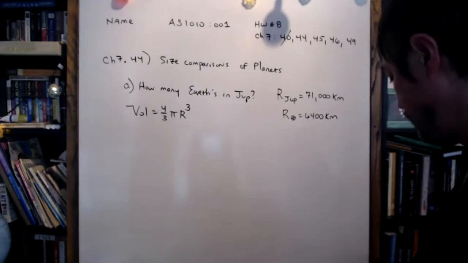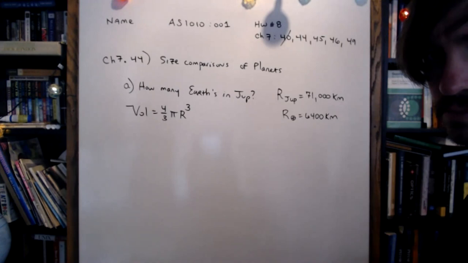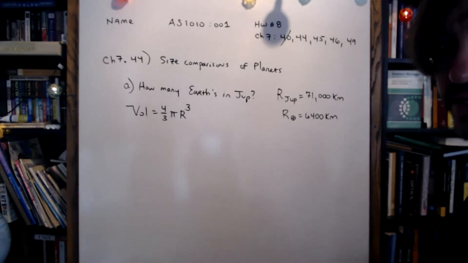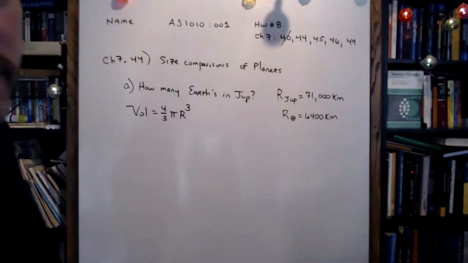Just plug the radius of Jupiter in, find its volume, and then plug Earth's radius in, and then find its volume, and then divide. That's one way to do it, Joel, and that's a very logical, reasonable thing to do. But there's an even slicker, easier way. Dimensional analysis? Not exactly. We don't need dimensional analysis here because we're taking ratios, as long as they're in the same units.